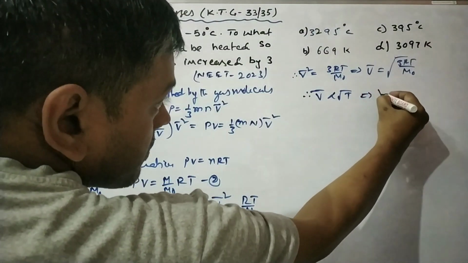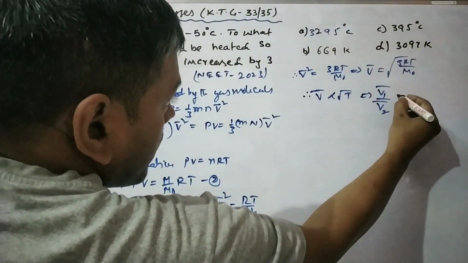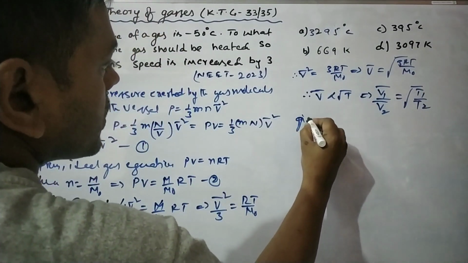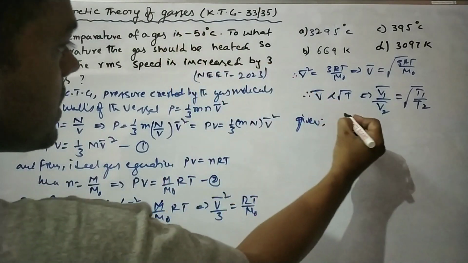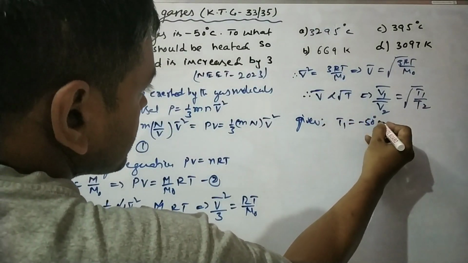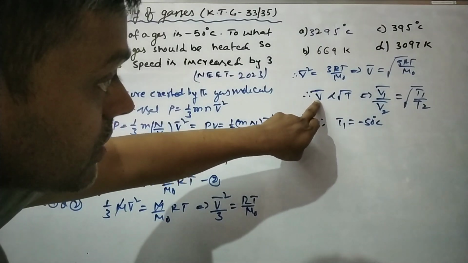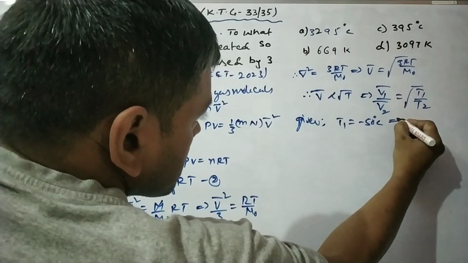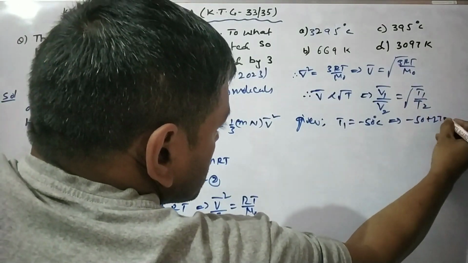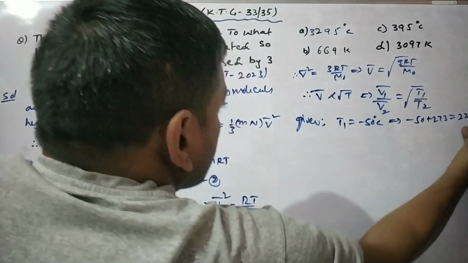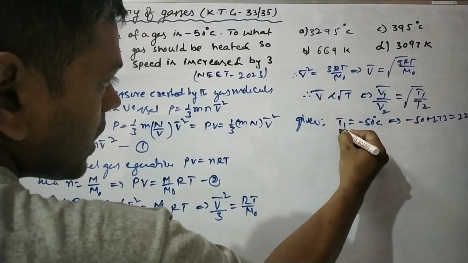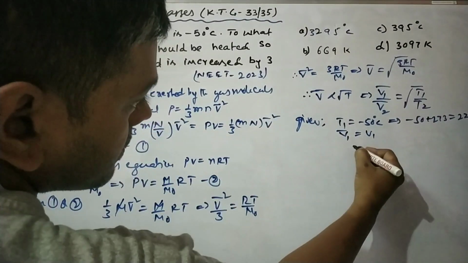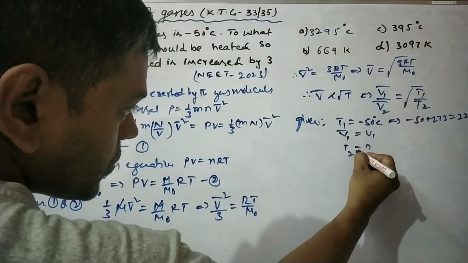That implies v1 bar by v2 bar is equal to under root T1 by T2. Now, what is given in the question? Initial temperature T1 is equal to minus 50 degrees Celsius. Here we obtained the relation between RMS speed and absolute temperature, so this temperature must be converted into Kelvin. That implies minus 50 plus 273, that implies 223 Kelvin. At this temperature, the RMS speed v1 bar is called v1. Now this temperature is increased from T1 to T2. You should calculate that value.